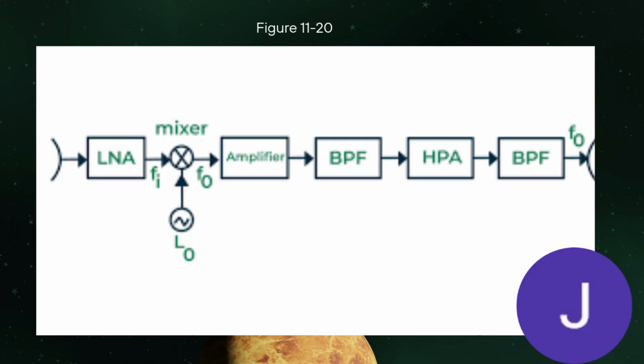And next is the high power amplifier, or the HPA. It boosts the signal to a level suitable for transmission. Then next is the transmitting antenna. It is the one that sends the processed signal back to the earth. It is also called the downlink.